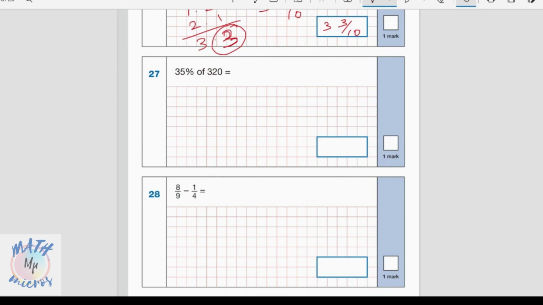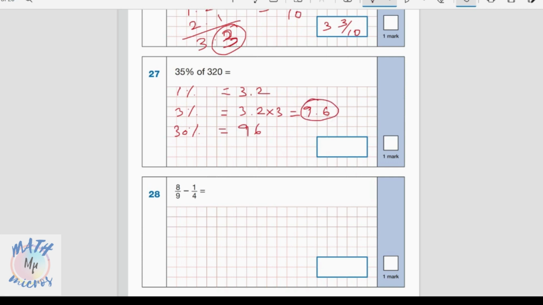27. What is 35% of 320? We know that 1% of 100 is 1. So 1% of 320 is 3.2. All right. So what is 3% of 320? You multiply 3.2 by 3, which is 9.6. Okay. So what will be 30%? You just multiply by 10. So this becomes 96, since I multiply 9.6 by 10.